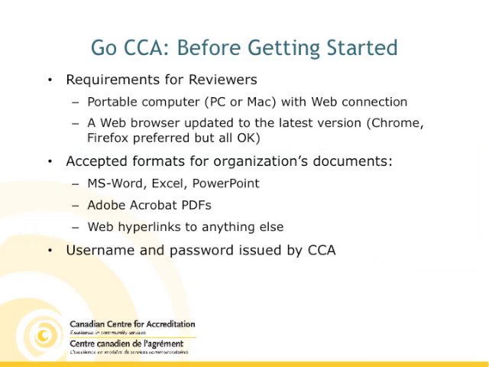As a reviewer, you're required to have a portable computer that can connect to the internet. Expect to see organizations' documents in either Microsoft Word, Excel, PowerPoint, or PDF. For anything else, you'll be provided with a hyperlink to a website. You also need your username and password issued to you by CCA.